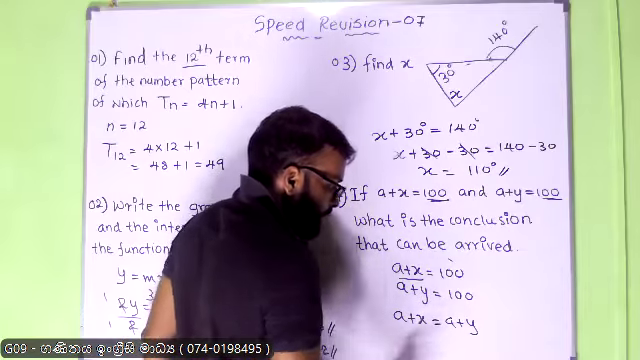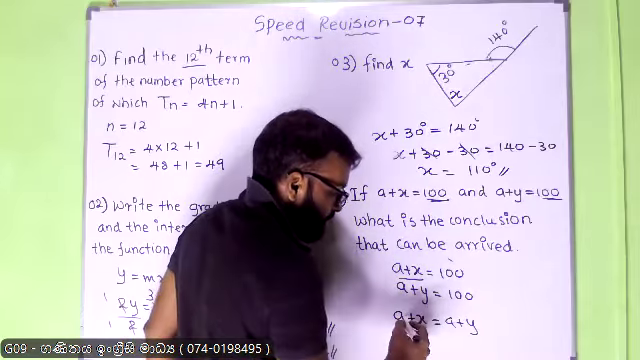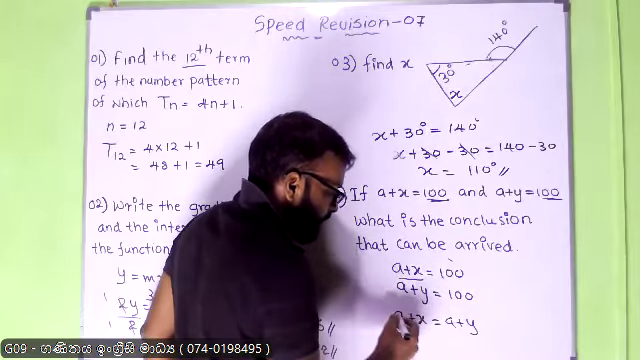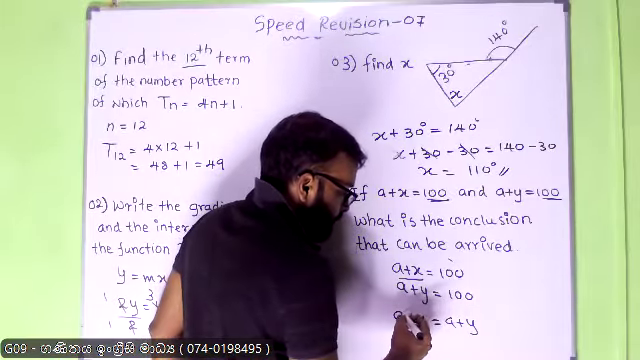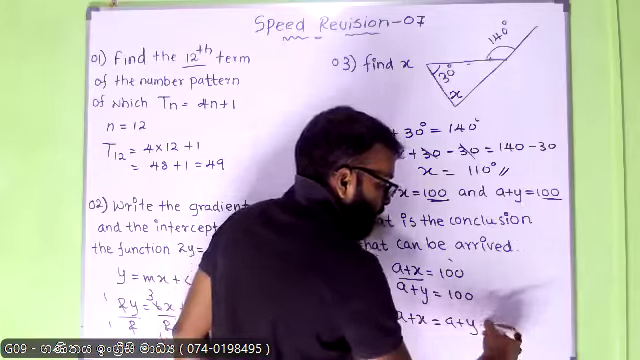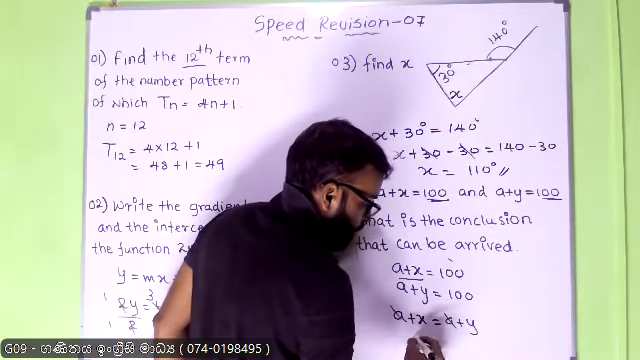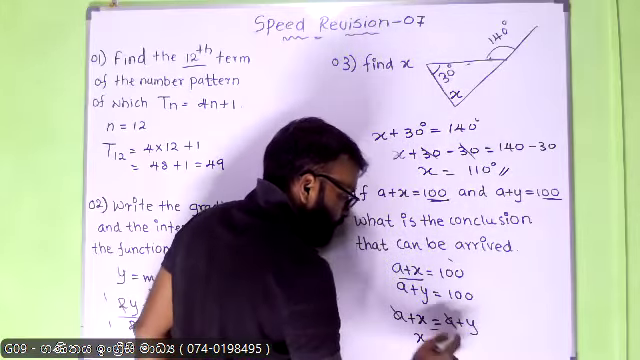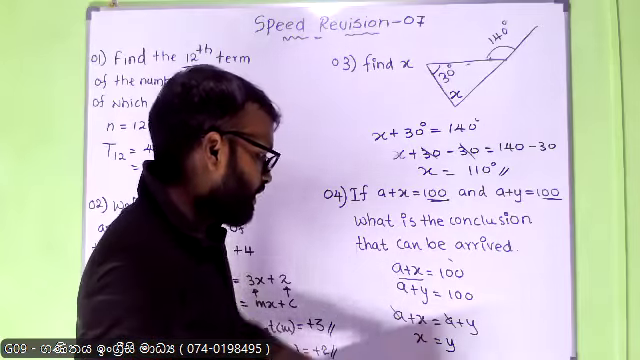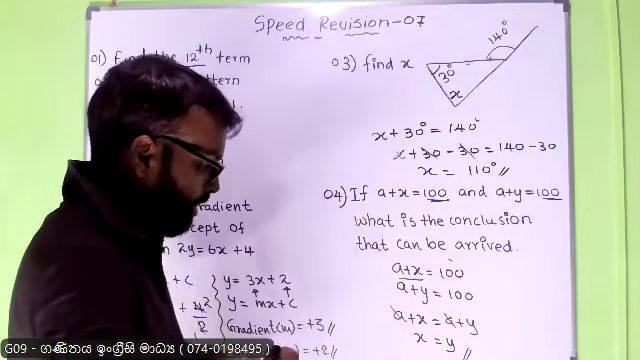So we can cancel out a and a from both sides. Because if you take this a to this side, it will become minus a. Right? So you can cancel out a and a from both sides, x equals y. So this is the conclusion that you can arrive at. Right? x equals y.